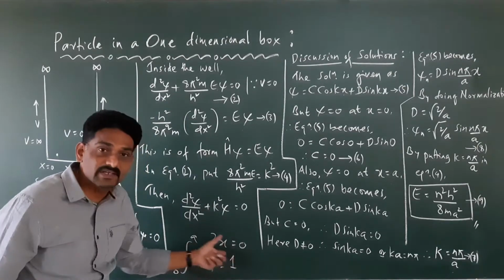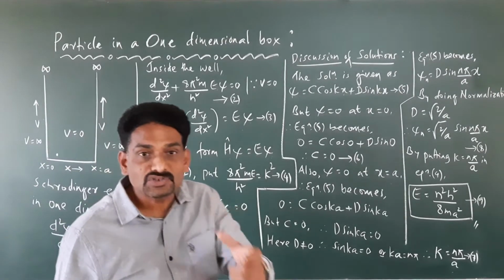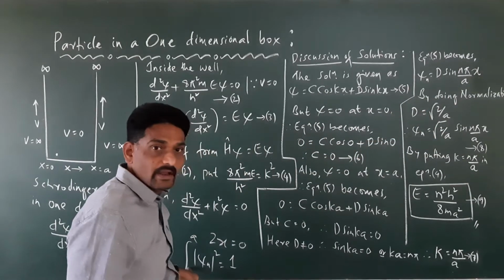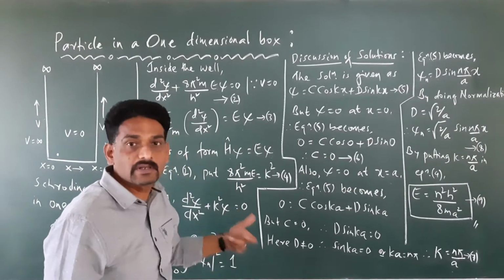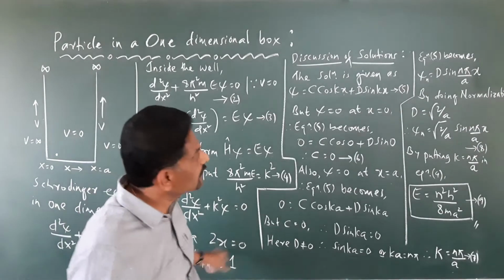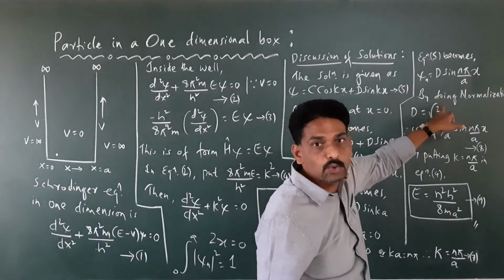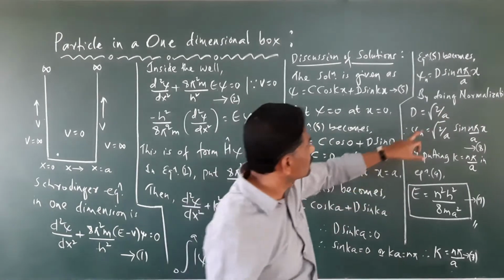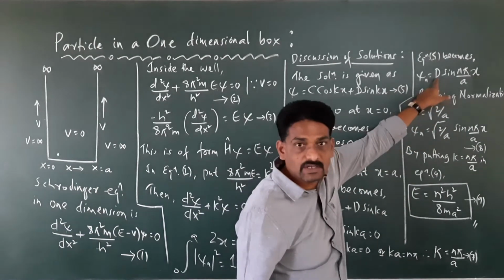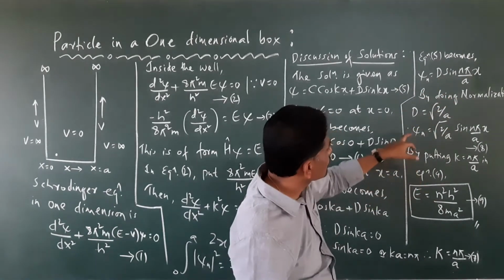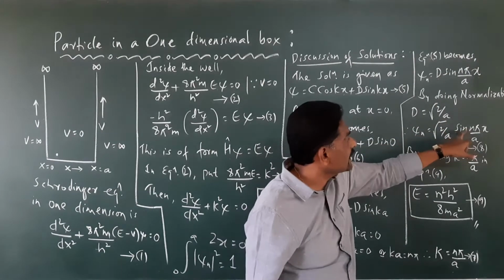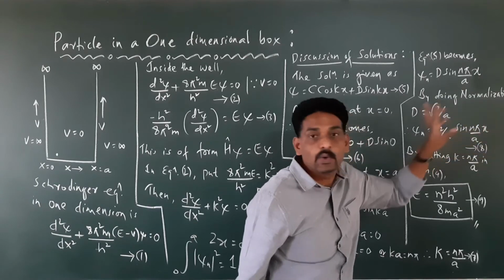Why are we doing all these things? In order to calculate the constant d. If you substitute that value and simplify, the value of d comes out to be root 2 by a. If you substitute this value in the equation, we get psi n equals root 2 by a into sin(n pi by a into x).